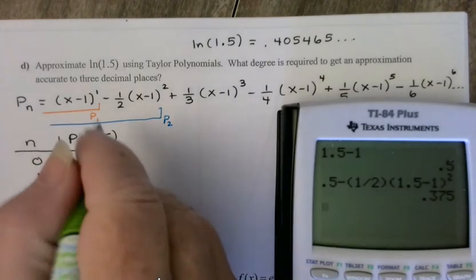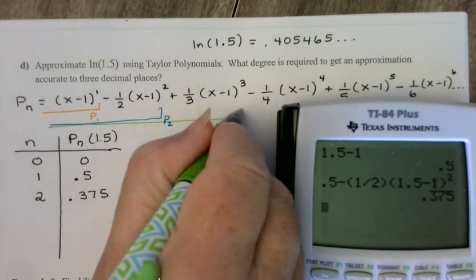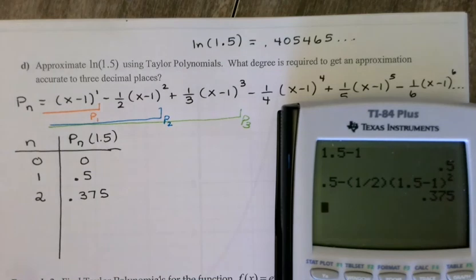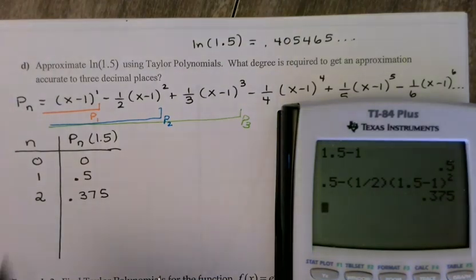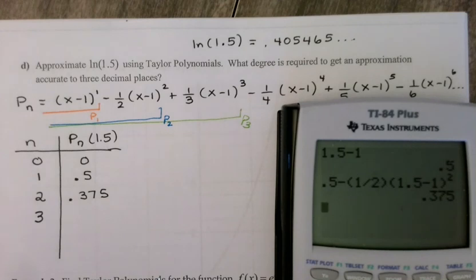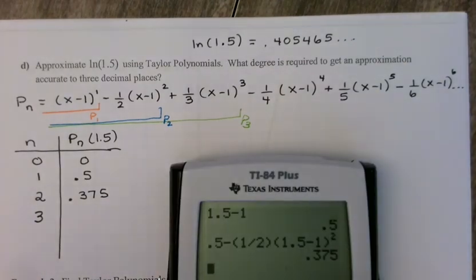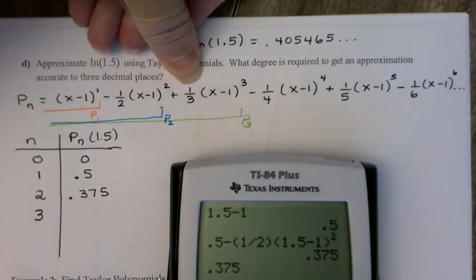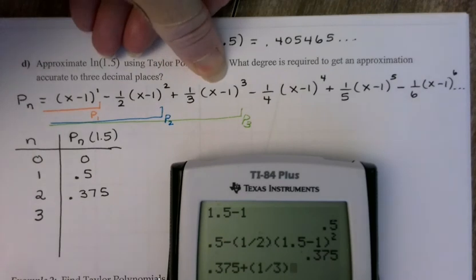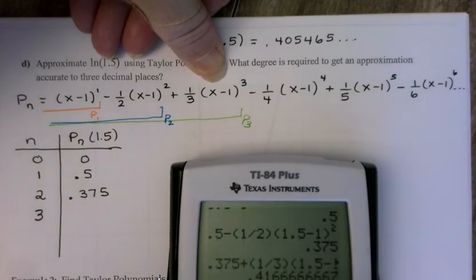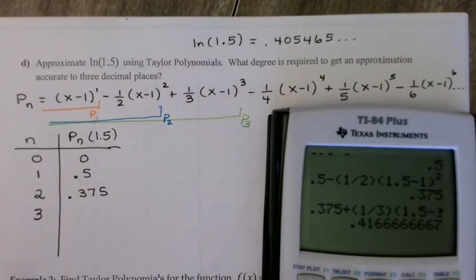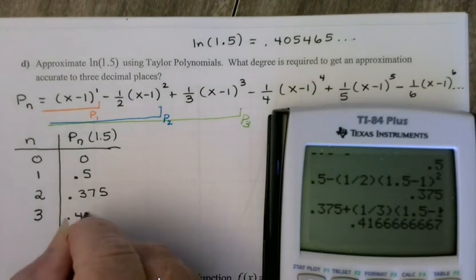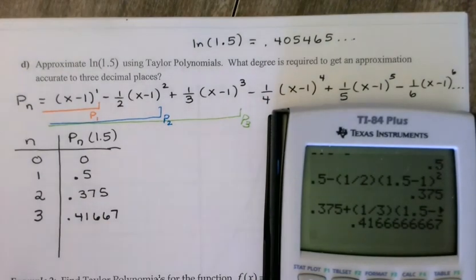For P3, I would have to go all the way out to here. So when n is 3, I have the 0.375 already. And then I'm going to add 1/3 times 1.5 minus 1 cubed. I'll keep about 5 decimal places here. 0.41667 if I round to 5 decimal places.